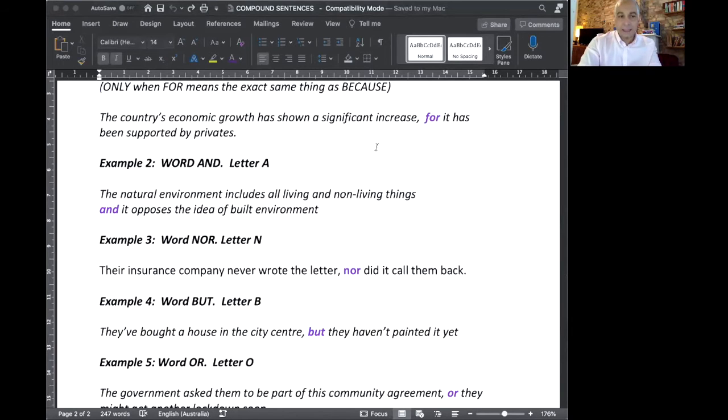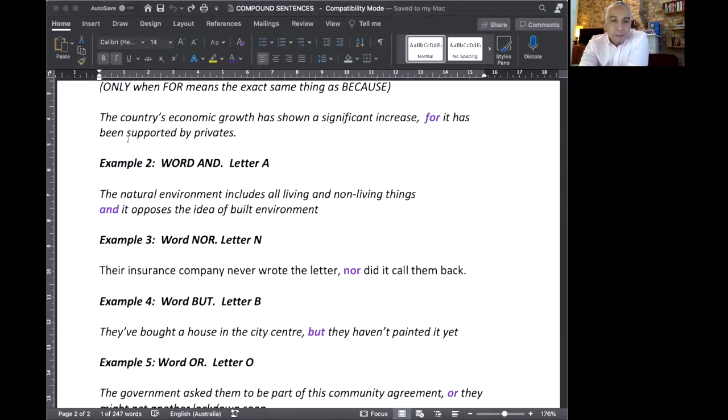Let's go now with the second word, the word and, letter A. The natural environment includes all living and non-living things. That's again an independent clause, and it opposes the idea of built environment. That is another independent clause. We put these two clauses together, and these two clauses are put together by the word and, conjunction.